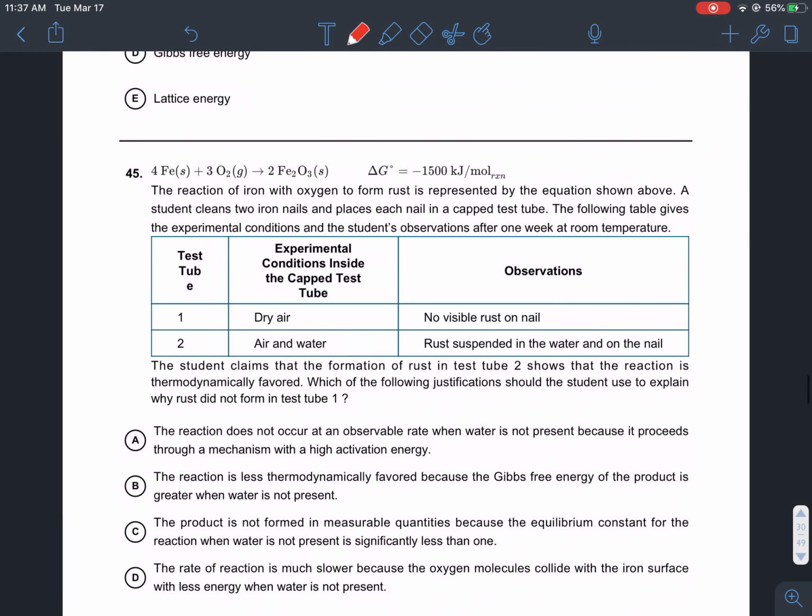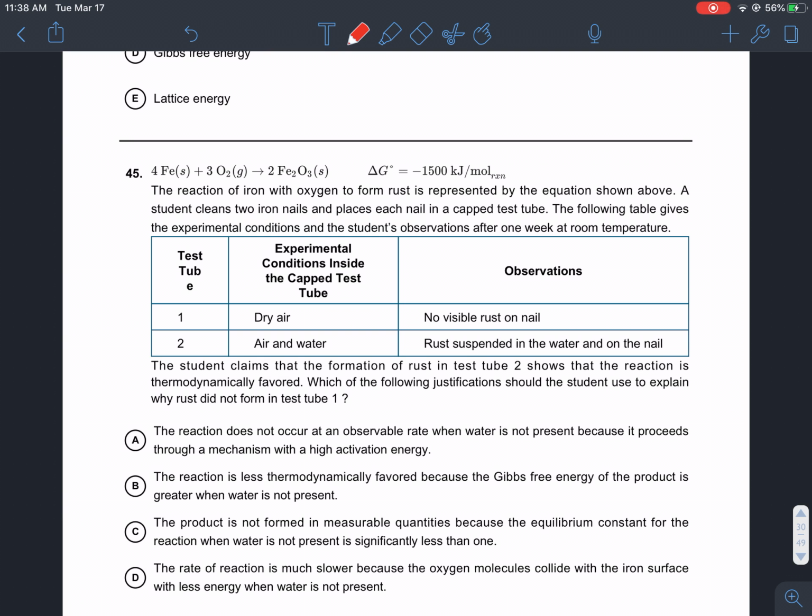Number 45. All right, now this is what I'm talking about. This is AP, look at all these words. The reaction of iron with oxygen. How many times have I used this example? I kept saying water, but the water is just a way of getting that oxygen there. The reaction of iron with oxygen to form rust is represented by the equation shown above. A student cleans 2 iron nails and places each in a capped test tube. The following table gives the experimental conditions and the student's observation after 1 week at room temperature.